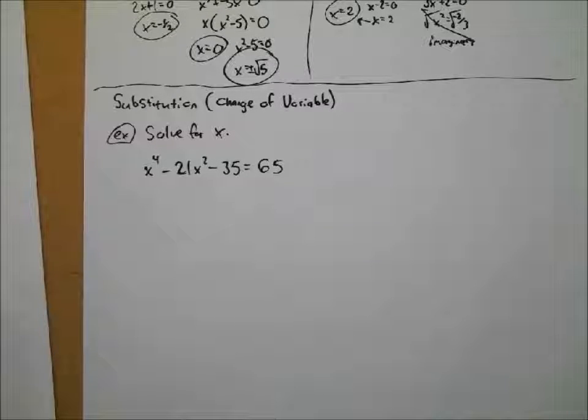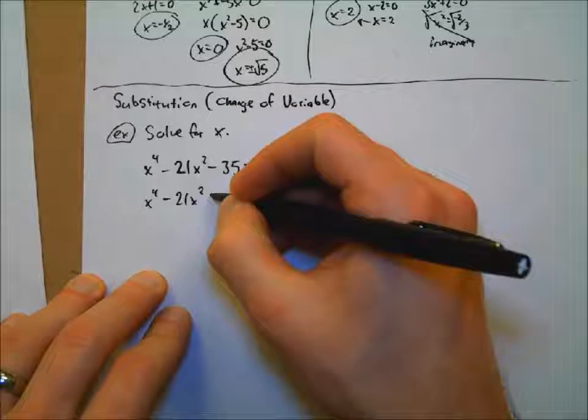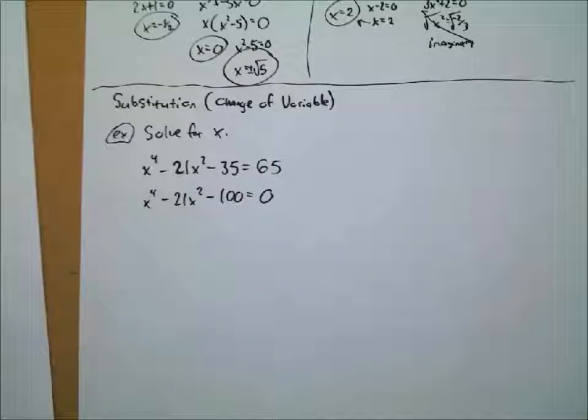What should be our very first step here? Subtract 65 from both sides. Yeah, it's got to be equal to 0, right? That's crucial for all the stuff we've been doing here.